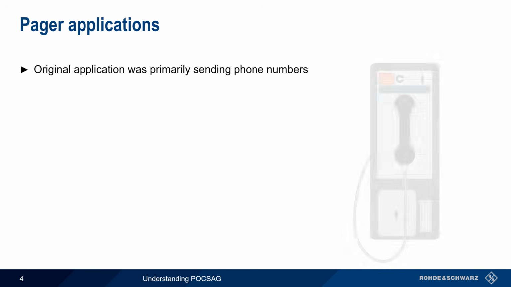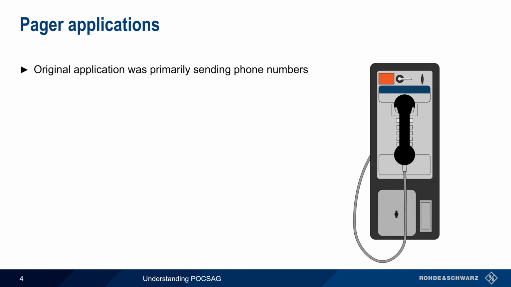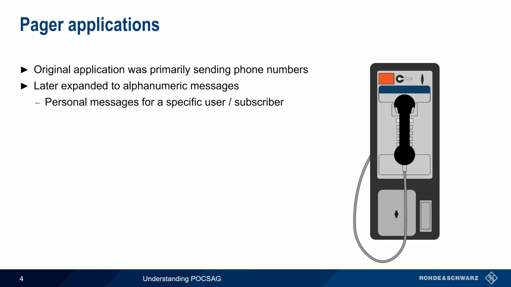As mentioned earlier, one of the first uses of paging was sending phone numbers. The user would receive a page containing a phone number and then would call that number from a landline or mobile phone. Numeric paging was later expanded to alphanumeric messages. These were usually personal messages for a specific user or subscriber, but some paging providers also offered information services, such as short updates on news, sports, etc.